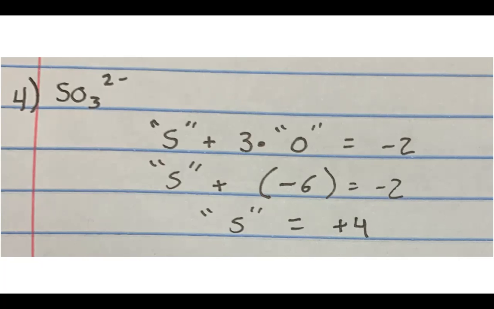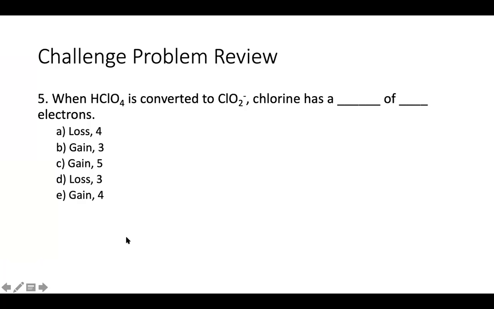And so oxygen, kind of looking at the rules, and if you're unfamiliar with the rules, we're going to go back over them tonight, but oxygen almost always has an oxidation number of -2. So 3 times -2 means oxygen contributes -6 to the oxidation number, and that means that sulfur needs to have a positive 4 oxidation number in order for the ion to have a charge of -2. Okay, so the answer to that should have been positive 4.